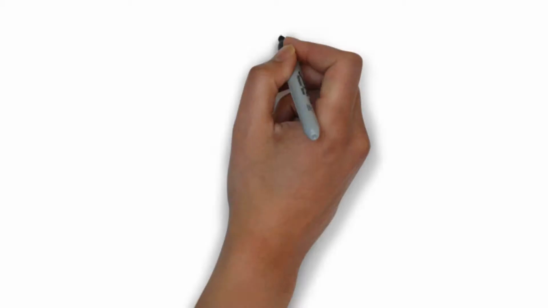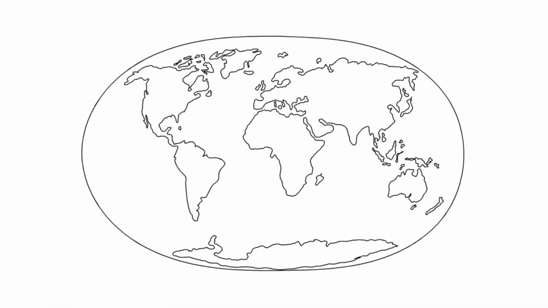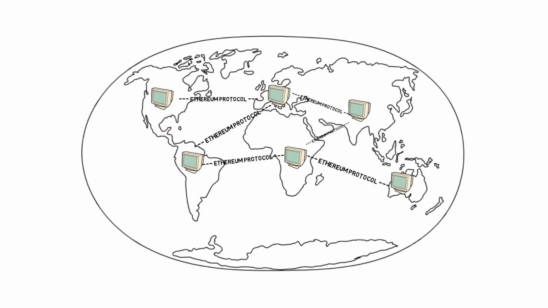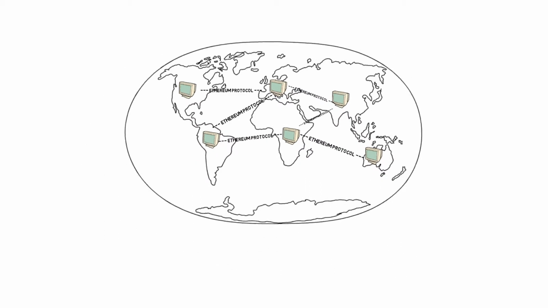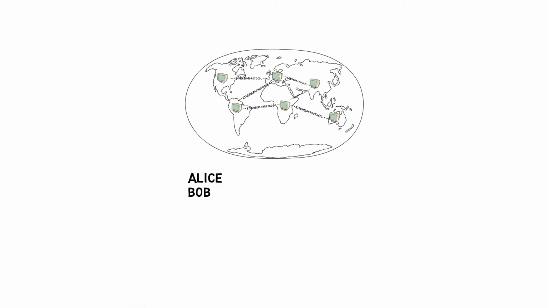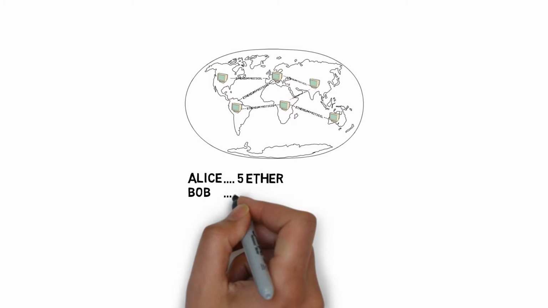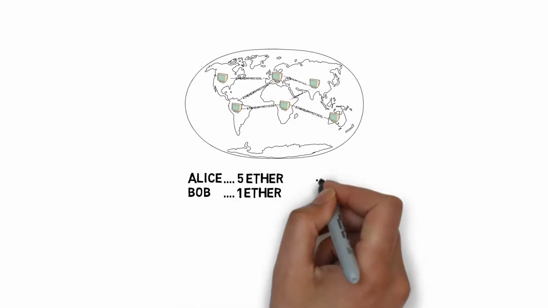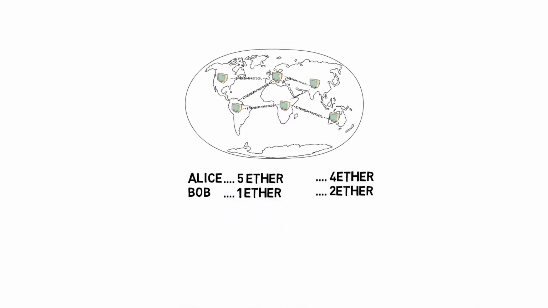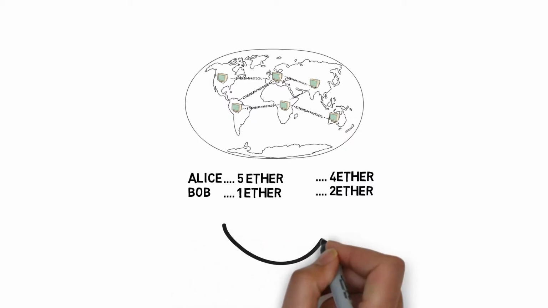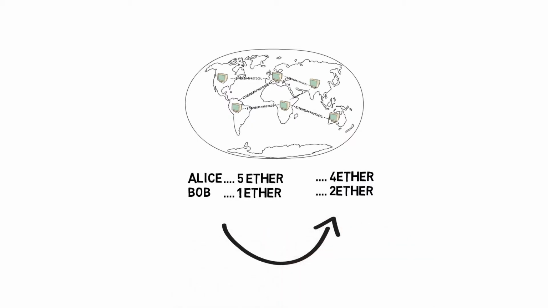The blockchain is a network of computers running a special software like a database server or torrent. On every computer is a copy of the database all around the world, and they are talking with the Ethereum protocol. For example, Alice has 5 Ether and Bob has 1 Ether. That's in the database. But how can Alice transfer 1 Ether from her account to Bob's account? The answer is all in the keys.